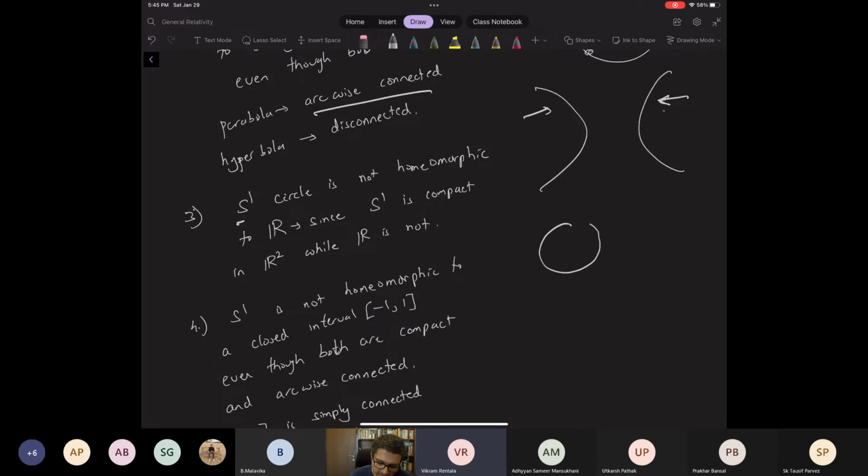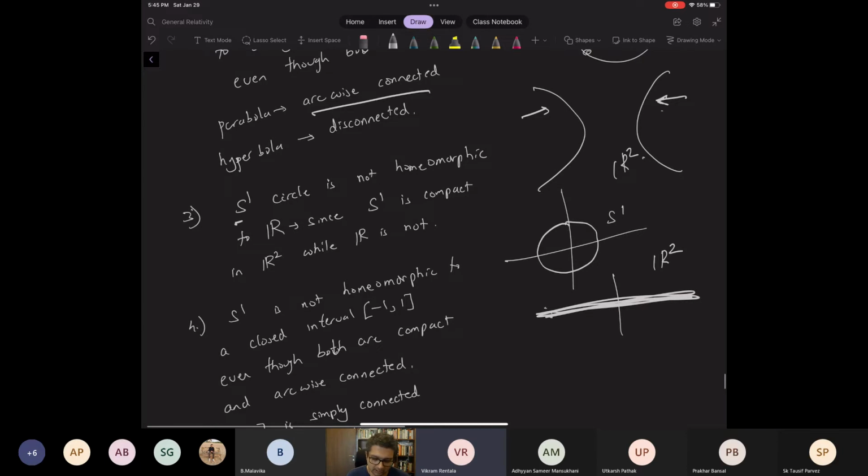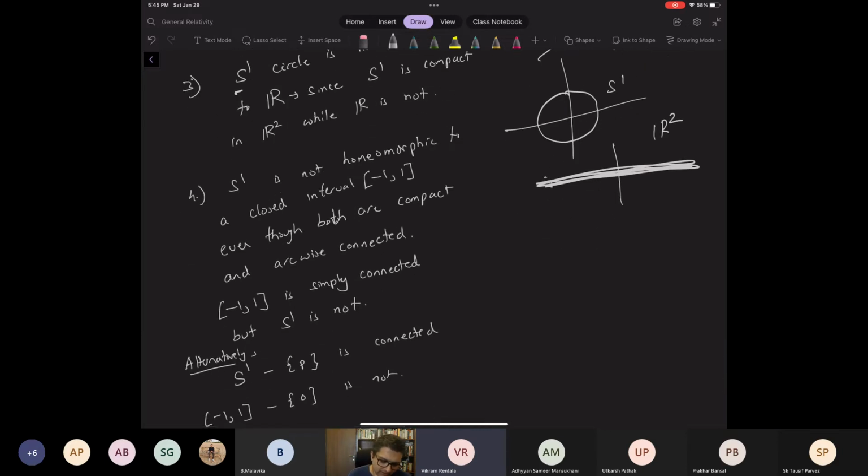A circle is like this. A real line is like this. How can you see that they're not homeomorphic to each other? Well, S1 is compact, if I think about S1 being embedded inside R2. While R, if I embed it inside R2, is still not compact. The real line embedded inside R2 is not compact. Now S1, the circle, is also not homeomorphic to a closed interval [-1, 1], even though both are compact and arcwise connected.